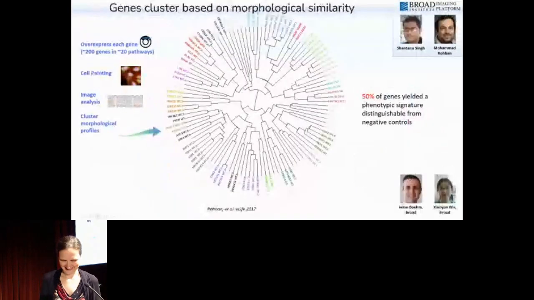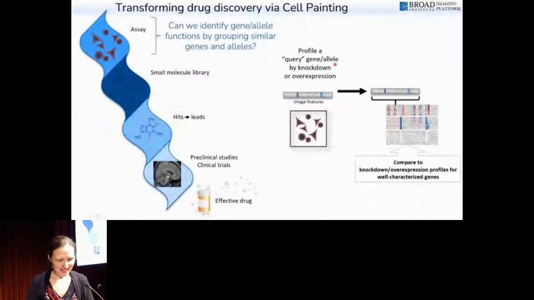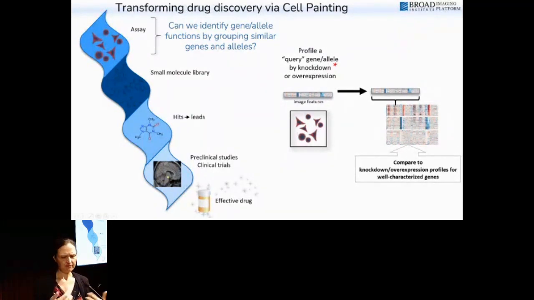All right. I'm sorry. Okay, so the next example is, can we identify gene and allele functions by grouping similar genes and alleles to each other? So here the idea is you profile a query gene. Here's a gene I care about. When I overexpress it or knock it down, and add it to cells, the cells respond morphologically in some way. And whatever that pattern is, I want to go and look, have I ever seen this pattern before? So it's all about matching your query to a set of known samples.